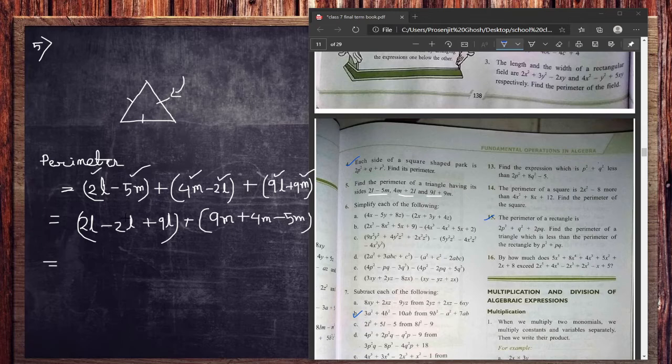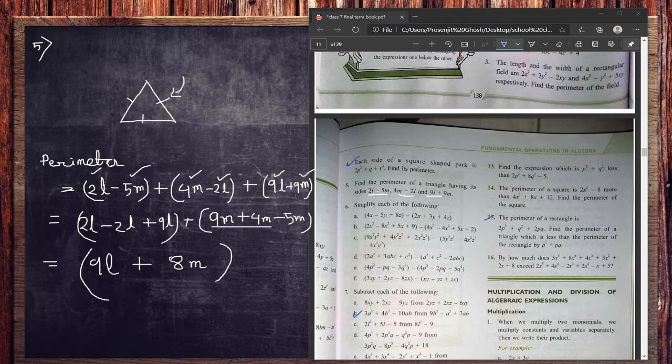Now you have to add them. So 2L minus 2L is pretty much 0 over here, you will only get 9M plus 4M minus 5M. First of all, add them together: 9 plus 4, that is 13. Minus 5 of that, so it will be 8. I hope the idea is clear to you right now. So 8M is coming now.